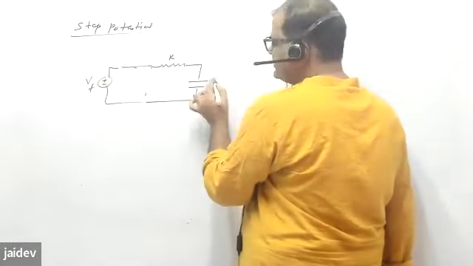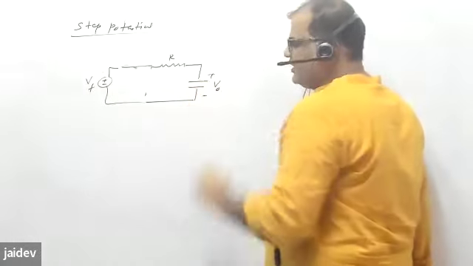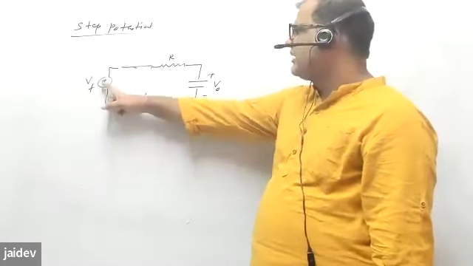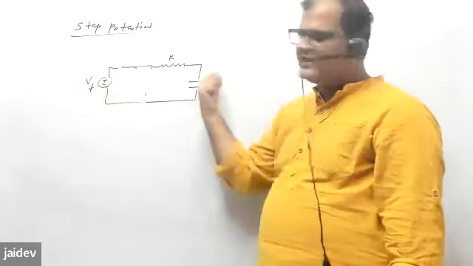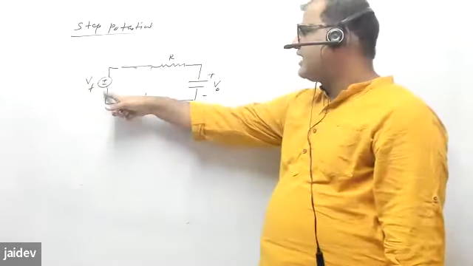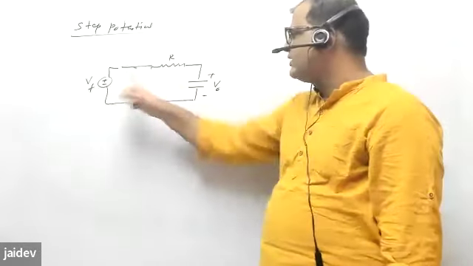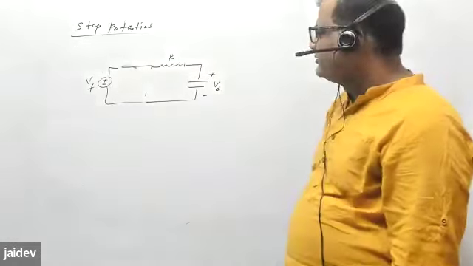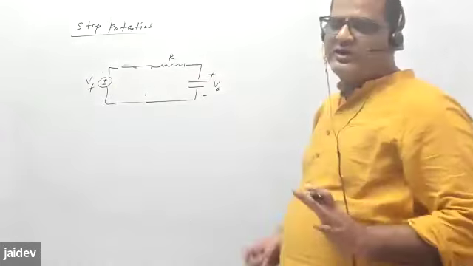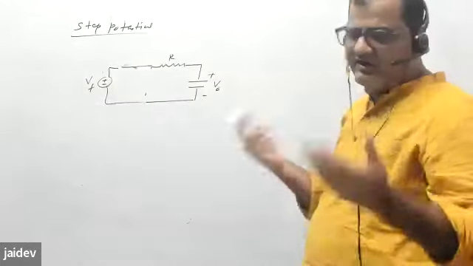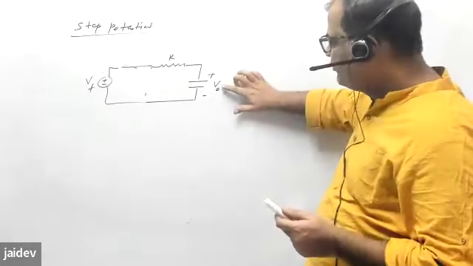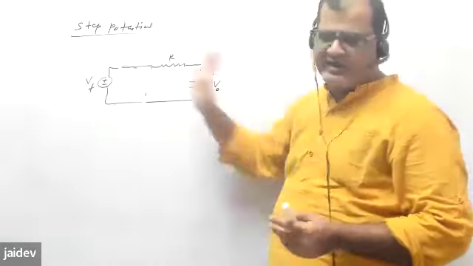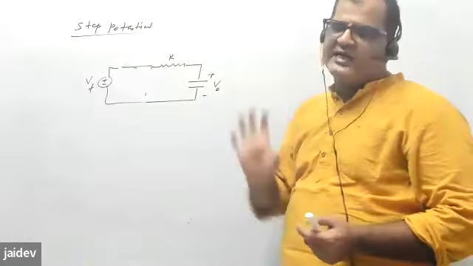Initially the capacitor is charged up to V naught, and now I'm bringing one more source, V final. Now the capacitor will charge again. This voltage may be higher or lower than the earlier voltage. In steady state, the capacitor will attain the voltage of this source. In between these two situations, the voltage across the capacitor is either increasing from V naught to VF, or decreasing from V naught to VF. In between there is the transition period, that is your transient behavior.